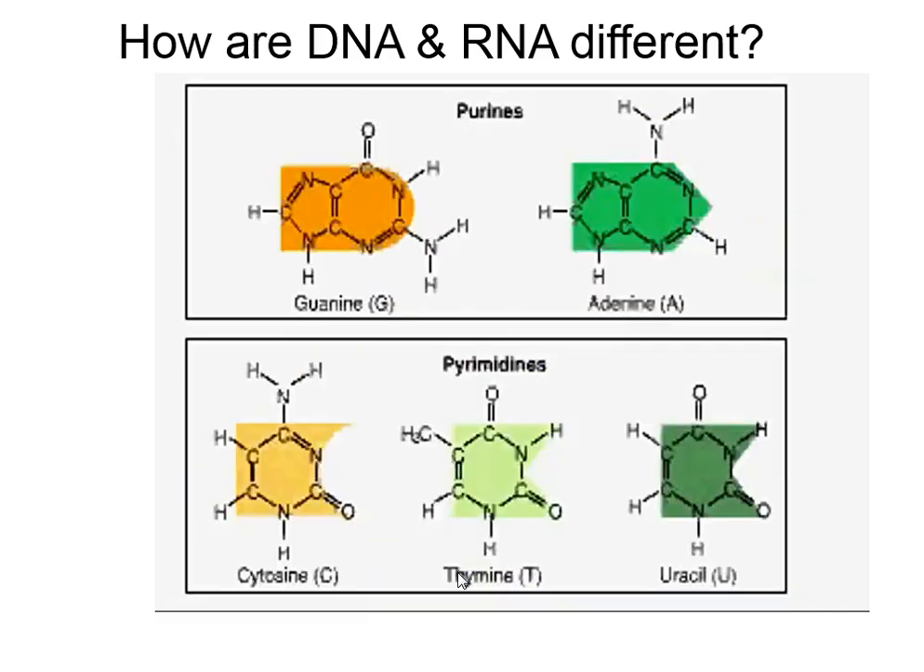The nitrogenous bases guanine and adenine each have 2 linked rings of atoms. They are called purines.